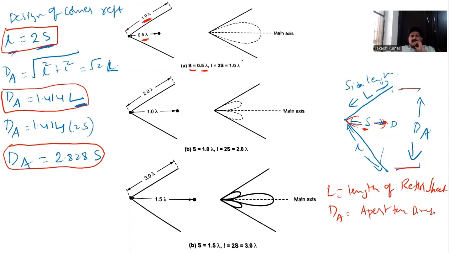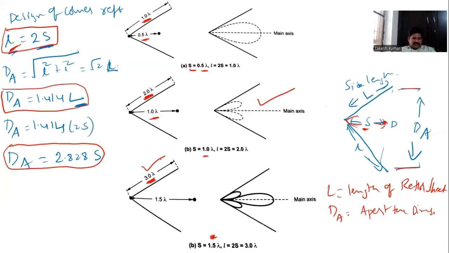And this is the radiation pattern. Here, what is the value of S? S is equal to 1. If S is equal to 1, what should be the length of the reflector? 2 times. If the separation distance is 1 lambda, the L value is 2 lambda. This is the radiation pattern. Here, the value of S is equal to 1.5, so the length is 2 into 1.5, equal to 3 lambda.